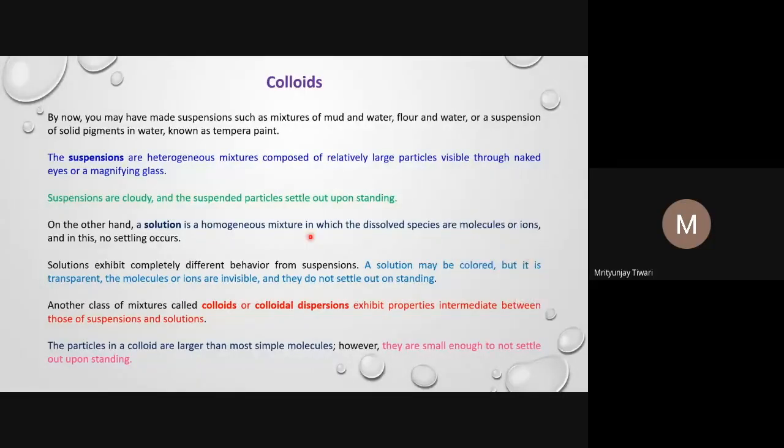Hello students, as you know we have started a new topic, colloids. And what are colloids? The definitions we have already seen. Colloids are also called colloidal dispersions, which exhibit properties intermediate between those of suspensions and solutions. And what are solutions and suspensions? These definitions we have seen earlier as well.